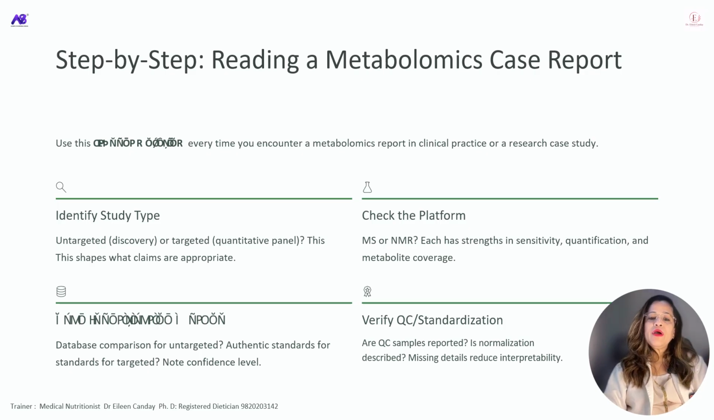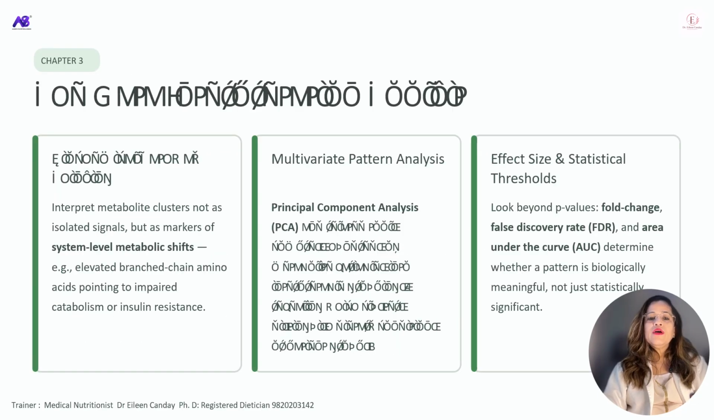Identify the study type, ask yourself the question, check the platform, scan the identification, verify. This is for knowledge's sake: don't treat metabolite clusters as standard findings. You have to connect them to the happenings in the body also. So high branched-chain amino acids are not just a number, they are signaling impaired breakdown, or they are talking about insulin resistance.